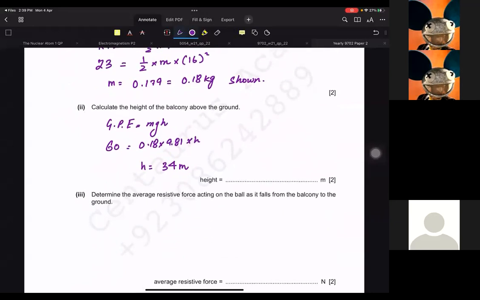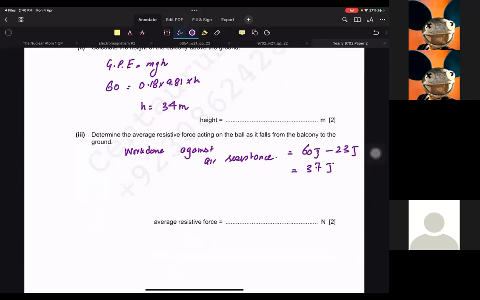And then it says determine the average resistive force acting on the ball as it falls from the balcony to the ground. Now you know that the work done against air resistance is the difference in energy, because if there was 60 joules of GPE, it was only converted to 23 joules of kinetic. So the rest would be the work done through this. So that would be 37, I believe.